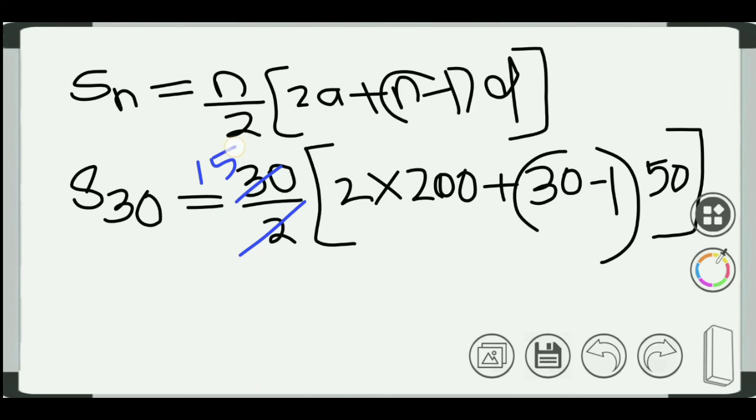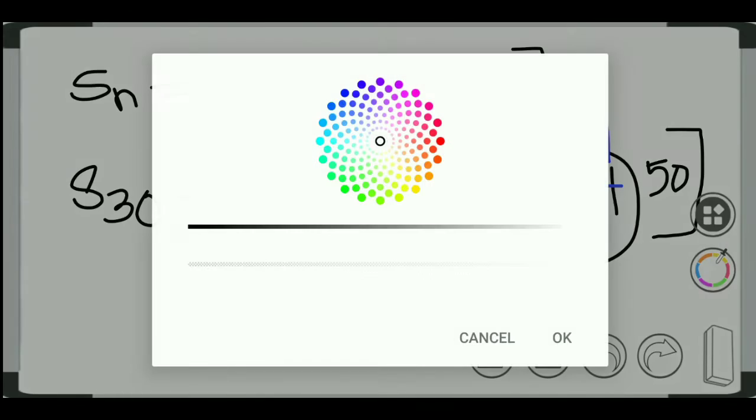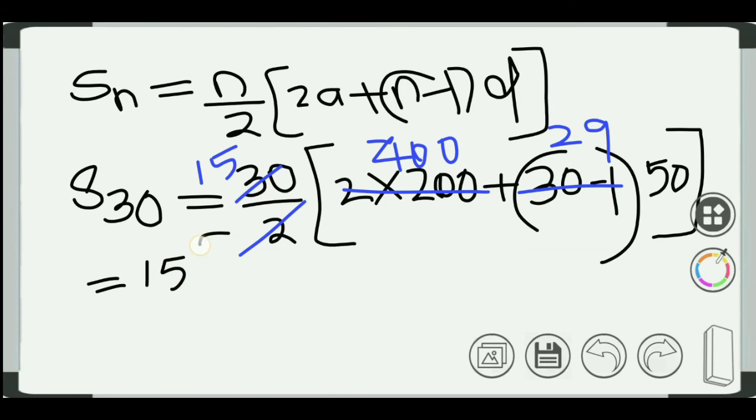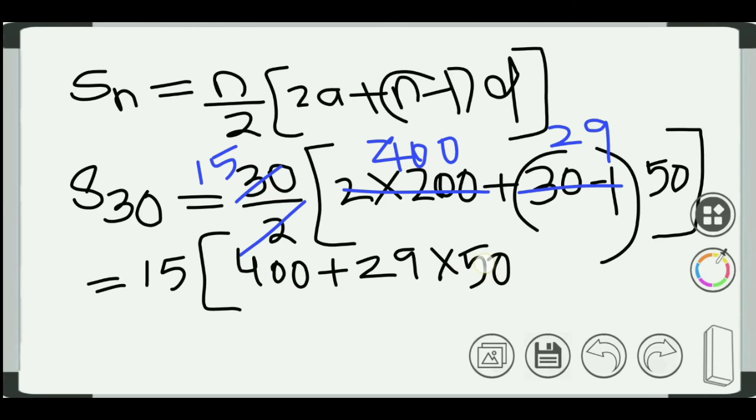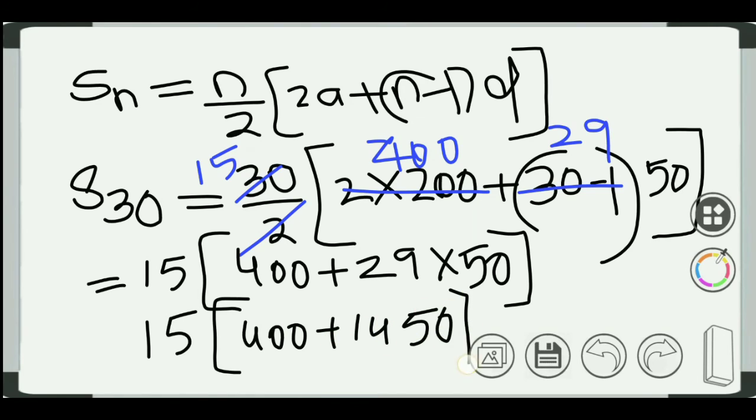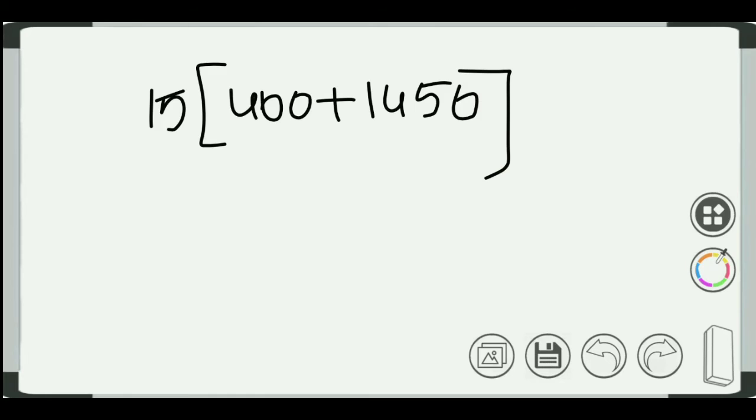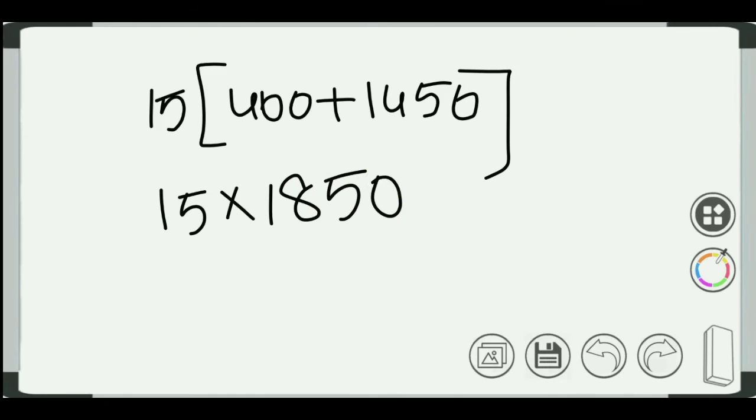30 by 2 is 15, 2 into 200 is 400, 30 minus 1 is 29. So 15 into 400 plus 29 into 50. 29 into 50 is 1450. So 15 into 400 plus 1450. 1450 plus 400 is 1850. So 15 into 1850.